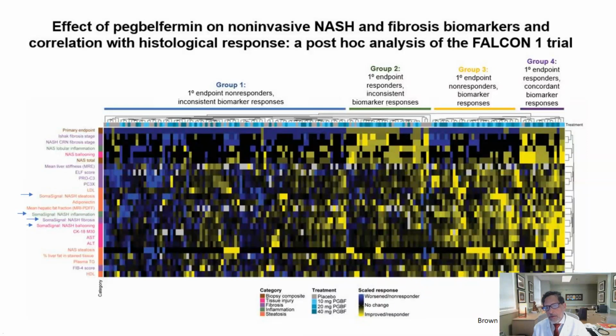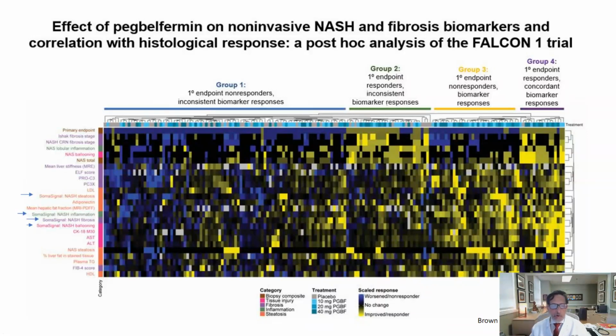To remind you again, the Falcon trial looked at FGF21, pegozafermin, in patients with bridging fibrosis, and Falcon 2 was in cirrhosis. Essentially, the idea here in this post hoc analysis was to see whether all the different biomarkers and the histology, what was the level of concordance between these?